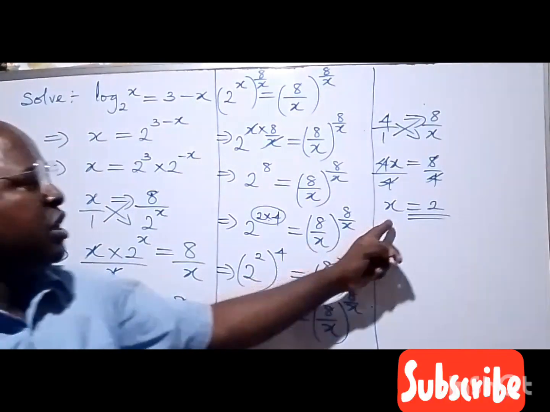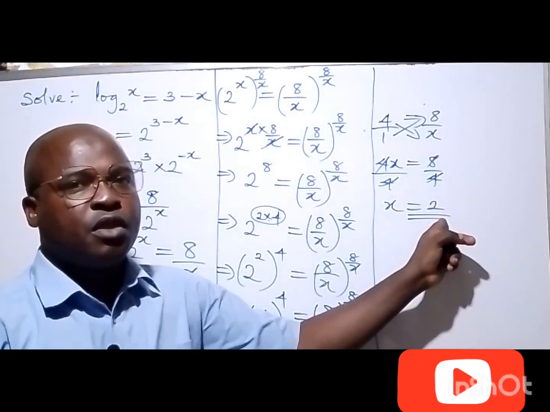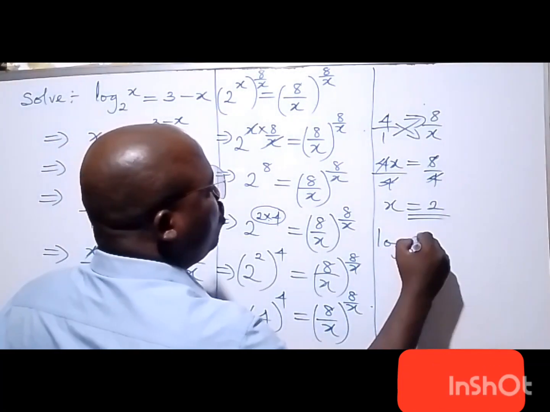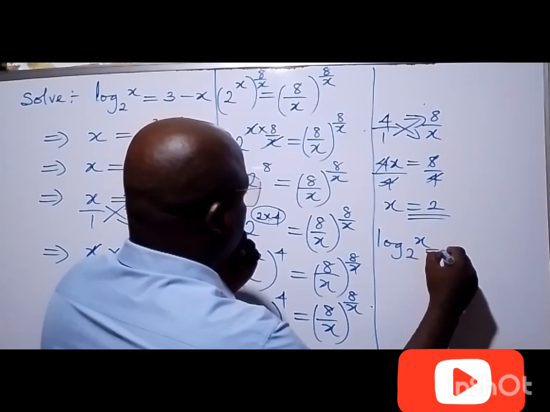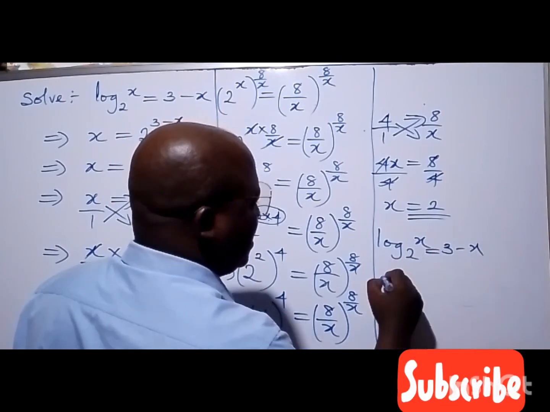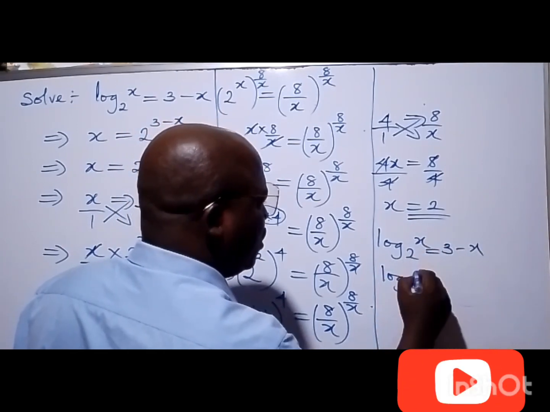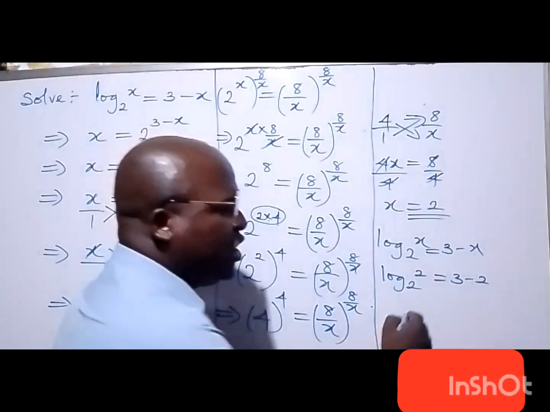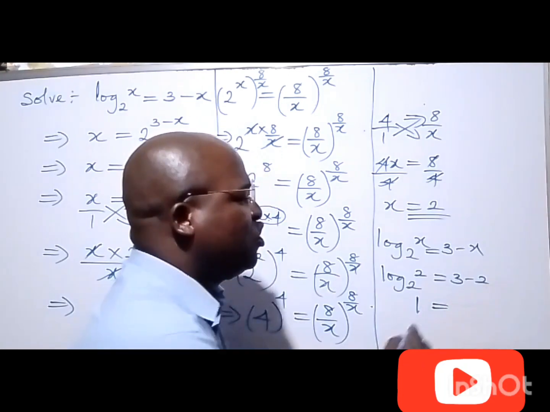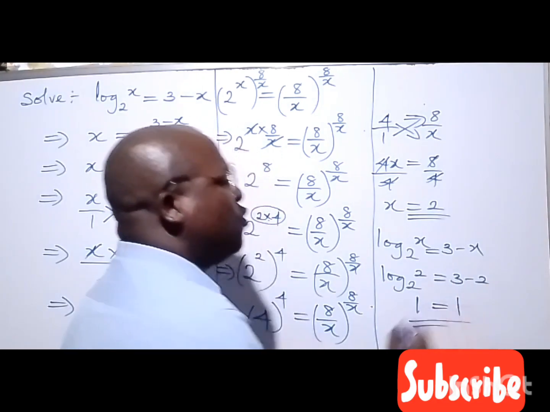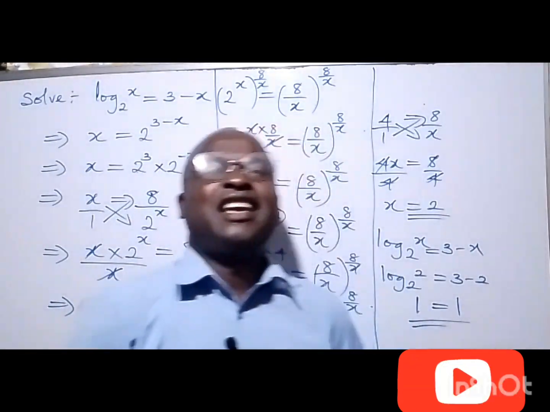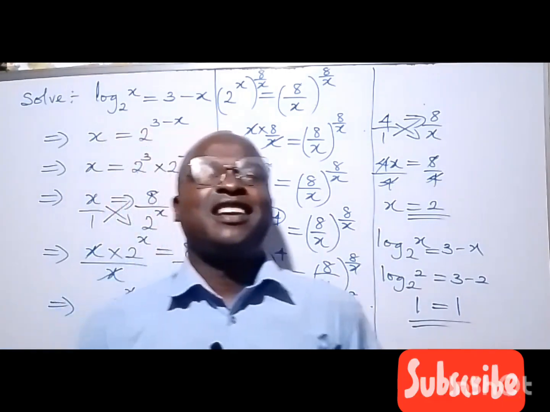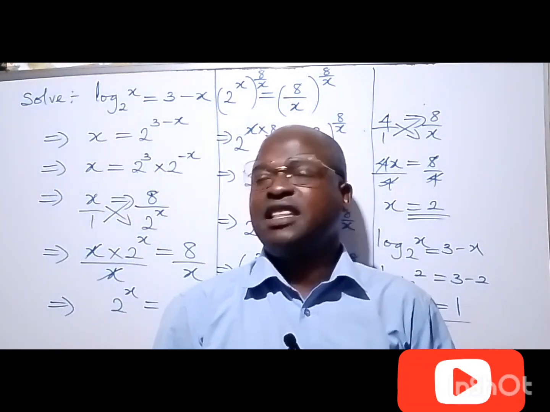Now, substituting 2 for x in this particular equation, we have log base 2 of x is equal to 3 minus x. That means I can have log base 2 of 2 is equal to 3 minus 2. Log base 2 of 2 gives us 1, is equal to 3 minus 2, which is also equal to 1. So since the left hand side is equal to the right hand side, our answer is perfectly right.